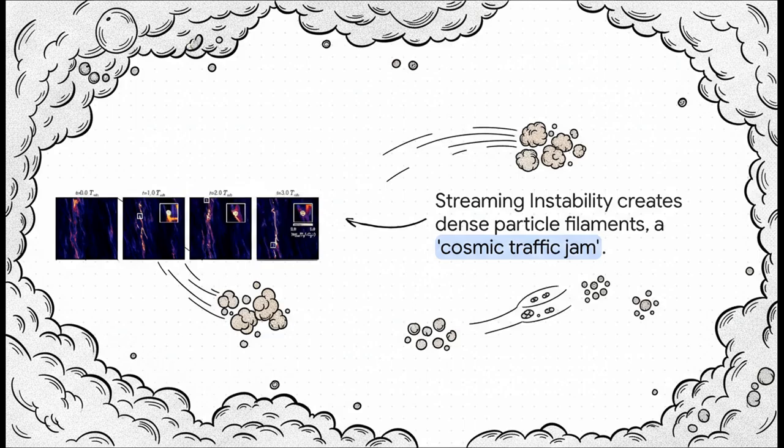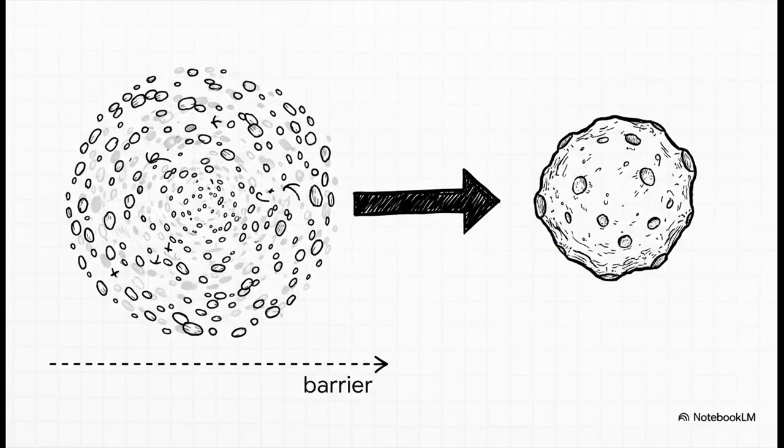As they gather, they create their own little shield, dragging the gas along with them. This reduces that deadly headwind for the whole group. It creates this amazing feedback loop, a kind of cosmic traffic jam, where more and more particles pile into these dense filaments that you see forming here.